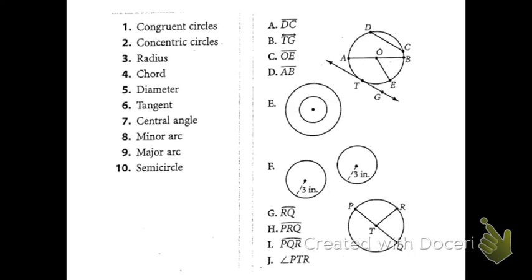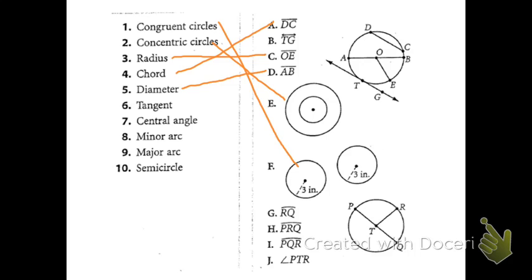Alright, so congruent circles, that would have to be F, because it's two circles with the same radius. And concentric circles would have to be E, because those are two circles with the same center. Radius would have to be C, OE, because that represents the distance from the center of the circle to a point on the circle. A chord would have to be A, DC, because that represents a segment with its endpoints on the circle. A diameter would have to be D, because that represents a chord that goes through the center of the circle, or the biggest chord possible.